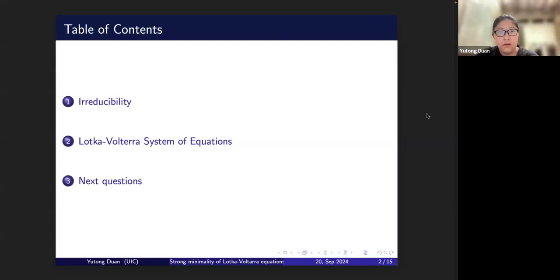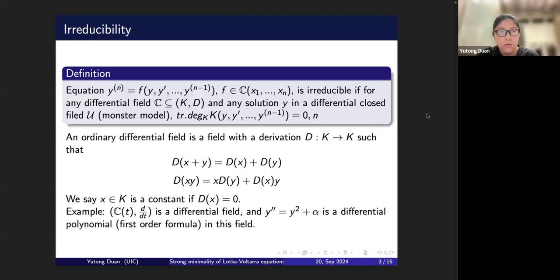Basically, I want to first introduce some background and definitions of irreducibility and strong minimality, and then I can introduce the Lotka-Volterra system of equations, and then I may go to what are the next questions we can ask. For this talk and also for my research, I basically focus on model theory. So there will be some model theory terms, but let me explain. First, we have a definition.